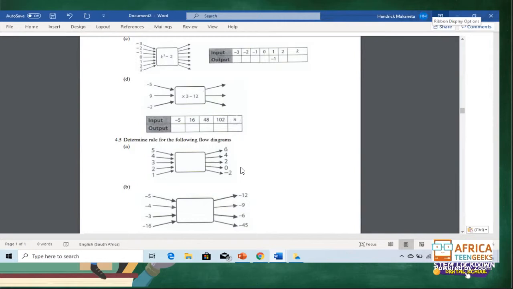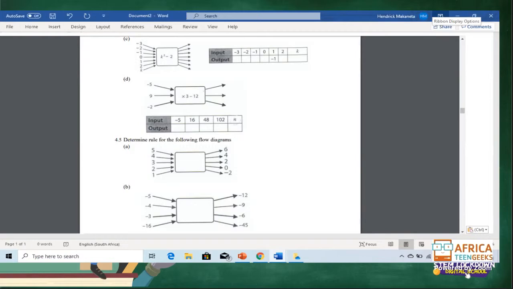We can test it for -4. If you multiply -4 by 3, you get -12. If you add 3, you'll get -9. Same goes for -3. If you multiply that by 3, you get -9, and adding 3 will give you -6.